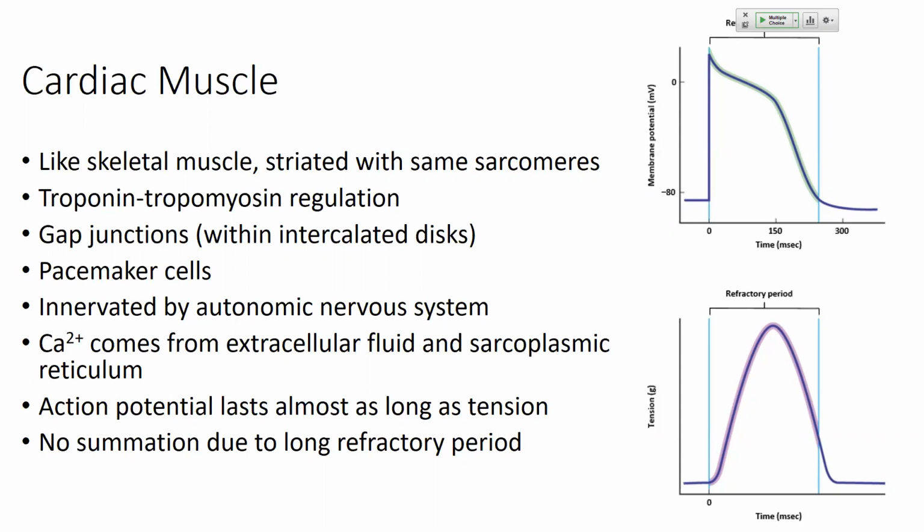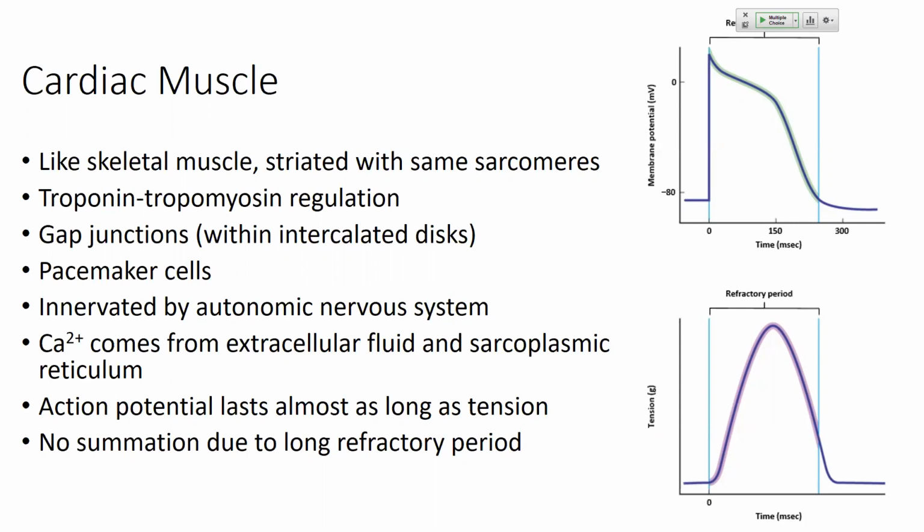Also, we have troponin and tropomyosin regulation with cardiac muscle. This is something we also have with skeletal muscle, and we did not see with smooth muscle, right? Meaning that troponin interacts with calcium, and then tropomyosin moves on and off of those binding sites, and that's how muscle contraction is regulated in this type of muscle.